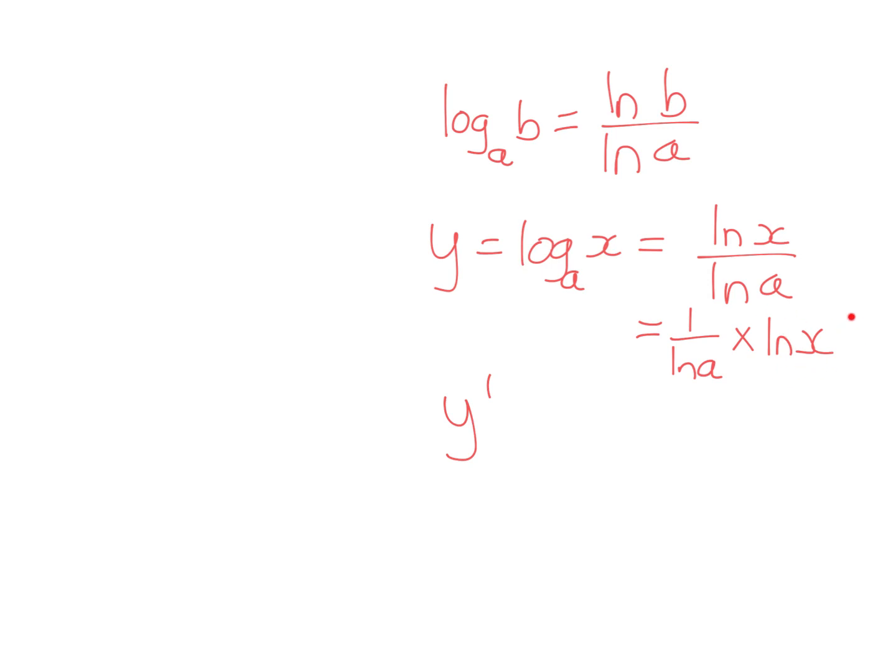The derivative of this is just 1 on x. When you're differentiating a constant times a function, you just differentiate the function and times it by the constant. 1 on ln a is just a constant. So the derivative is just going to be that constant, 1 on ln a, multiplied by 1 on x. Or if you like, 1 on x ln a.